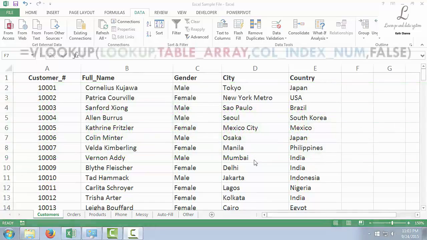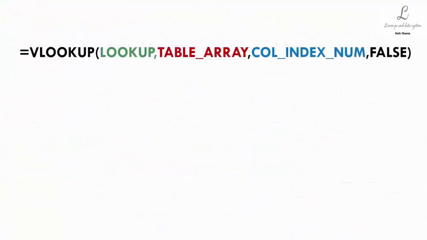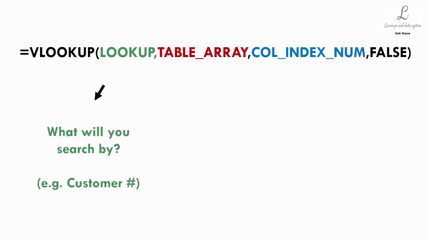Okay, so the first thing we're going to do is look at the formula, and we want to focus in on those colored items. So there's a lookup value, a table array, and a column index number. In the end, we always put false on it. I'll explain that later, but that's not as important now.